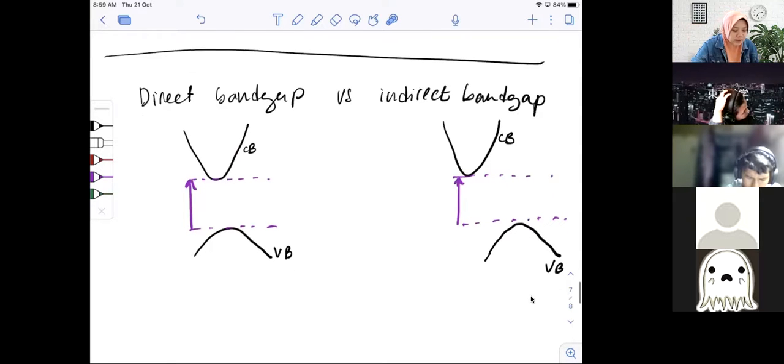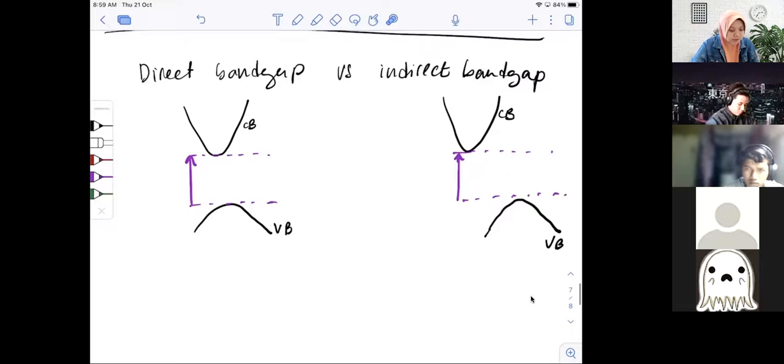So what is the significance? Who cares, right, whether it's direct or indirect band gap? It's actually very important. Why? Now we talk about recombination.